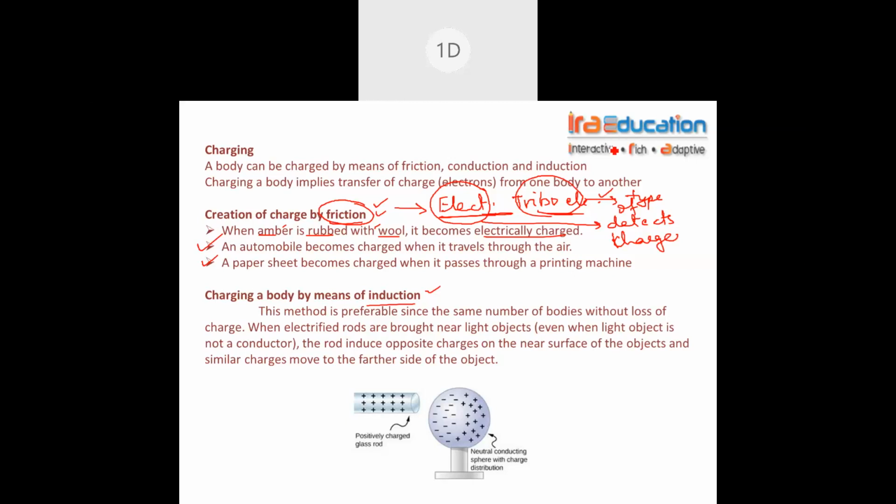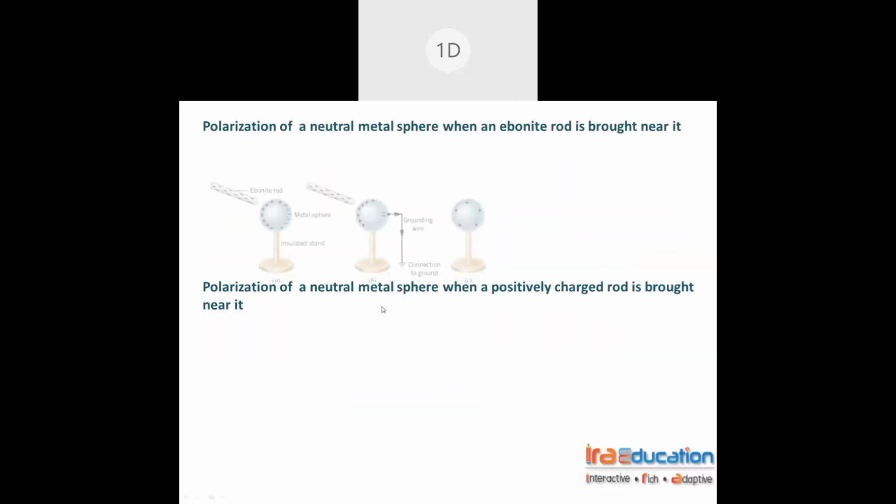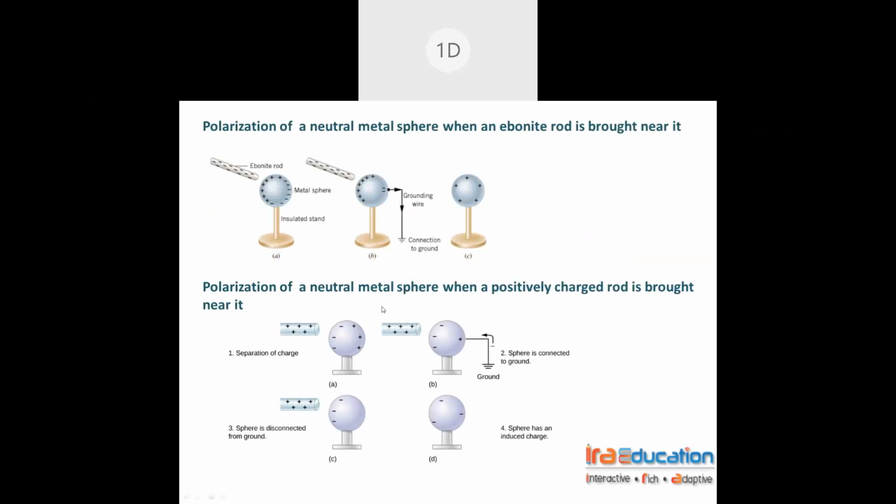Induction means bringing one type of charged body close to another body. Based on that principle, let's move to the next slide. So we have a negatively charged ebonite rod, which is brought close to a neutral metallic sphere. This sphere was actually neutral in charge. Because of me bringing this ebonite rod close to this neutral sphere, positive charges were developed on the nearer end of it.